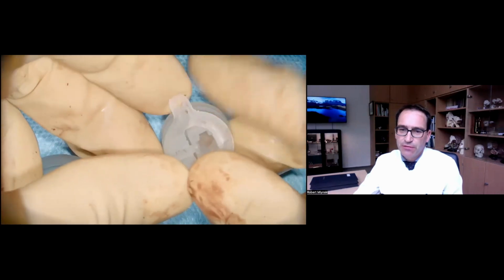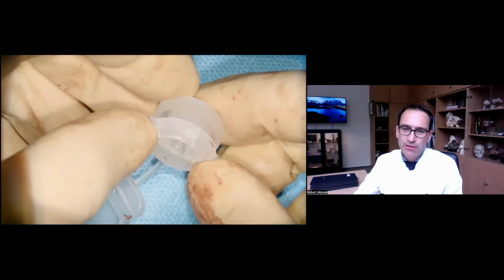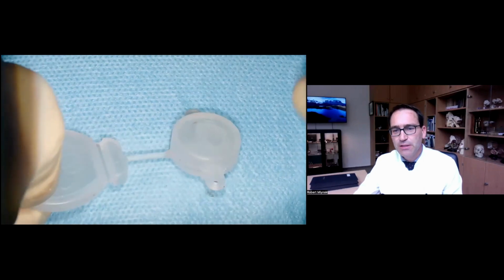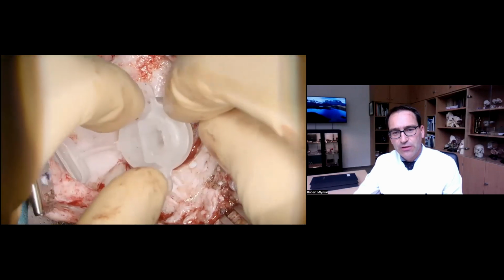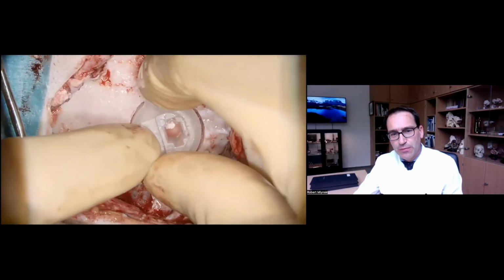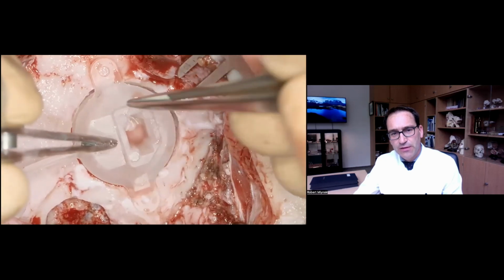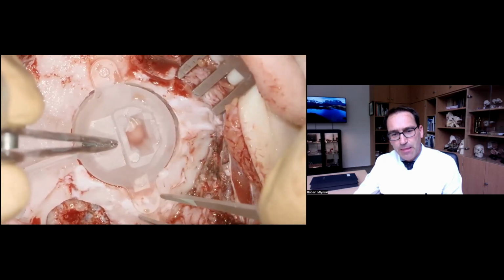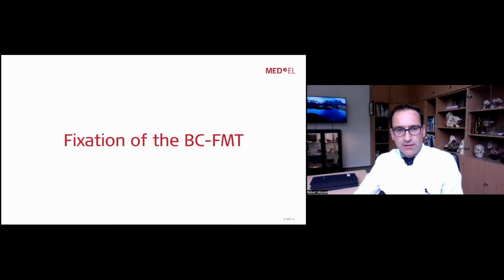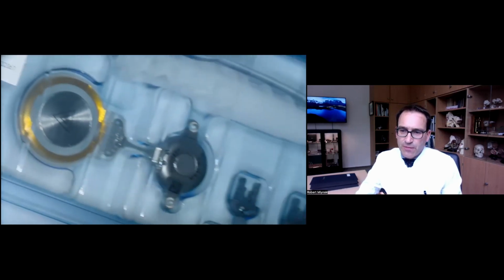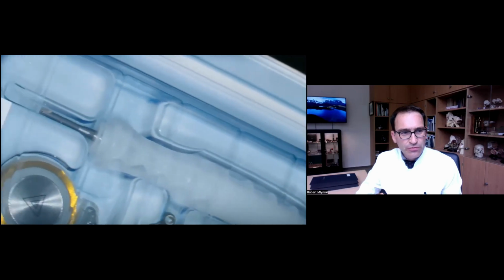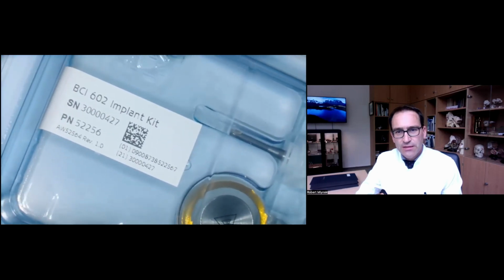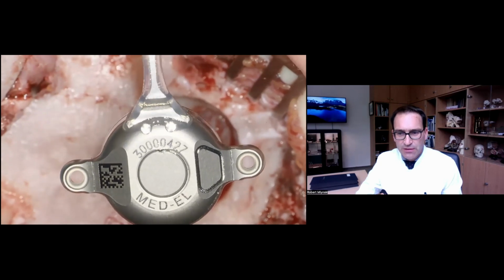And now you see the dummy for the coil and the BCFMT together with the measurement device, in order to know how deep your bone conduction FMT will be in your bed. Fixation of the BCFMT is with the onboard screws with the implant and the onboard screwdriver you can see here. These are self-drilling and self-tapping screws.